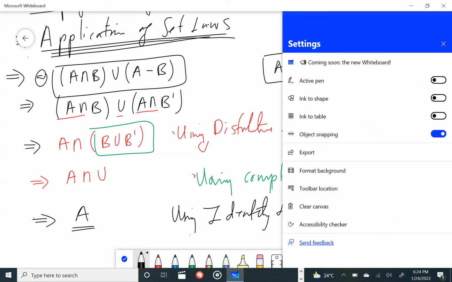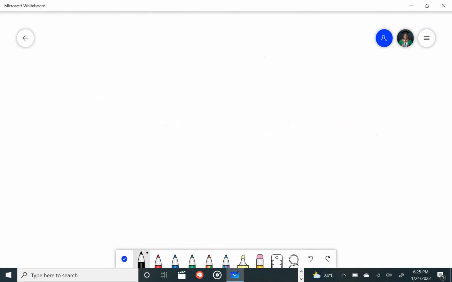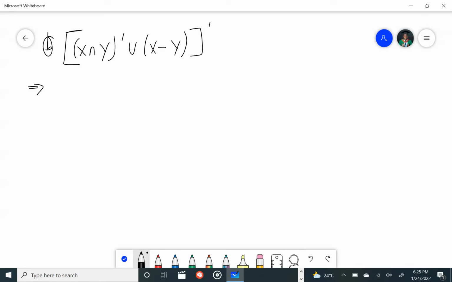So let's look at another example. Then I want to look at B. Our question B is: x intersection y, then there's a complement outside the set, then you've got union, then you've got x minus y, then you've got complement. So how do you do this?